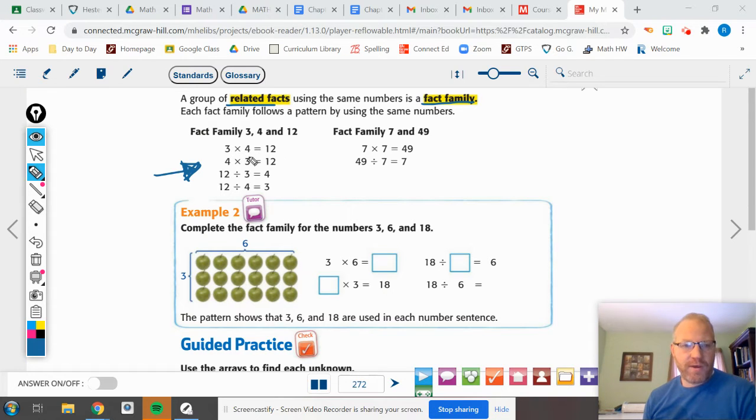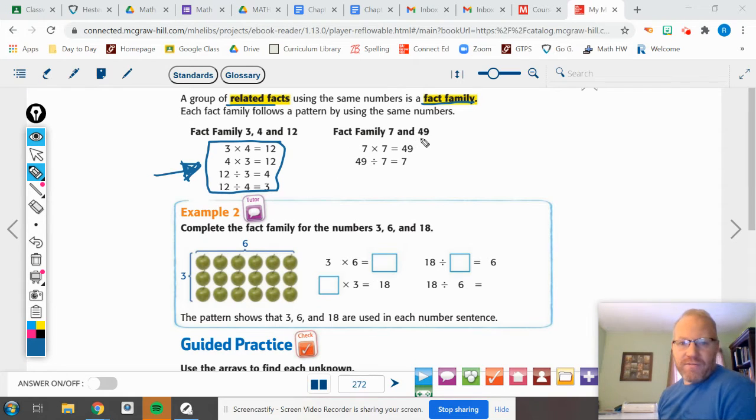3 times 4 equals 12. 4 times 3 equals 12. 12 divided by 3 equals 4. 12 divided by 4 equals 3. So you can see that all of these are related. The numbers never change. They just change position.